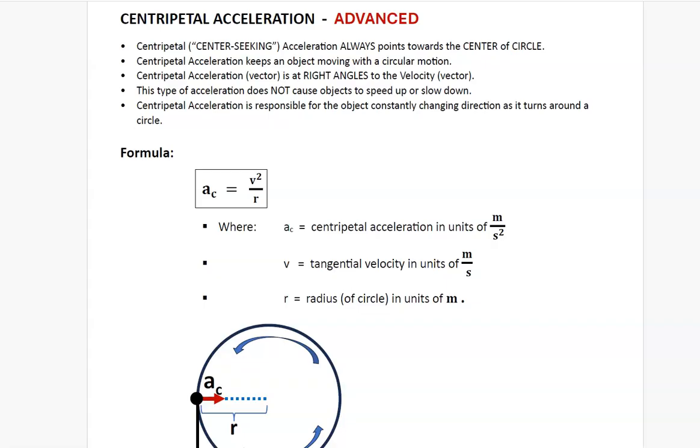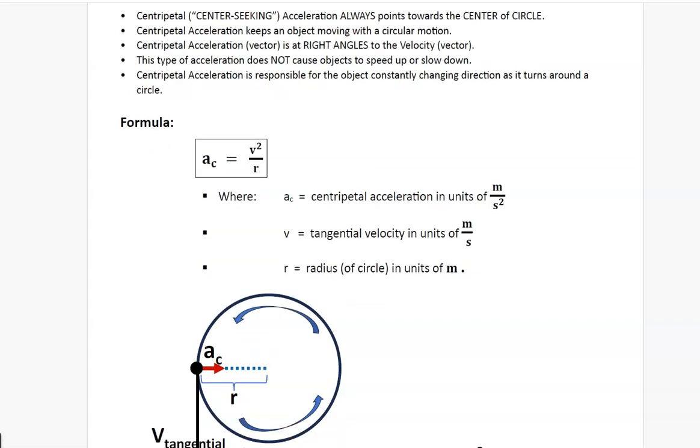So the word centripetal itself, centra means center, petal means seeking. So centripetal literally means center seeking or seeking the center. And this acceleration always points to the center of a circle. So as an object is moving around the circle, the direction of the acceleration on that object is constantly changing, but it is always pointing towards the center of the circle that the object is moving around. And I'll illustrate that for you in a diagram in just a moment.